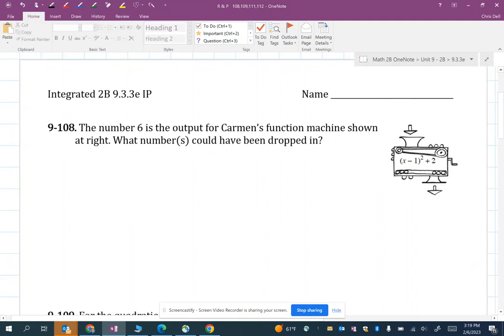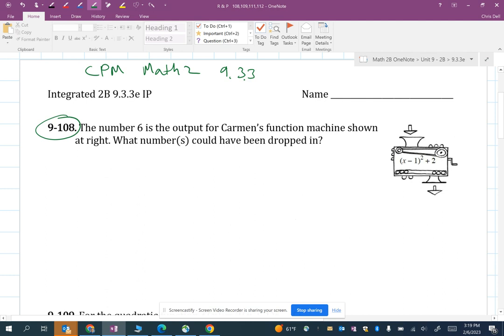We are looking at a problem where we've got this function and we know the output, so we need to figure out what the inputs are. This is coming from CPM's Integrated Math 2, section 9.3.3, number 9-108. It says the number 6 is the output for Carmen's function machine shown at the right.